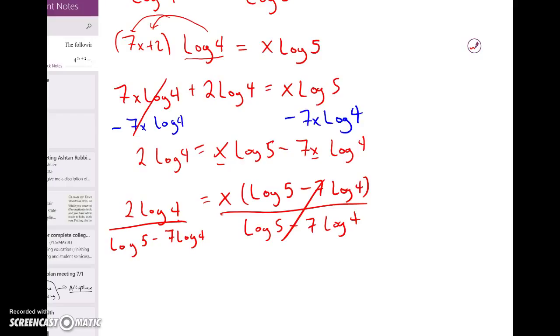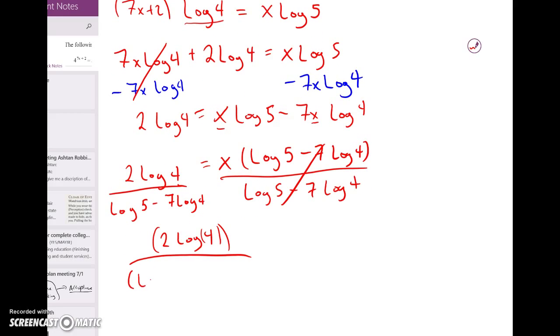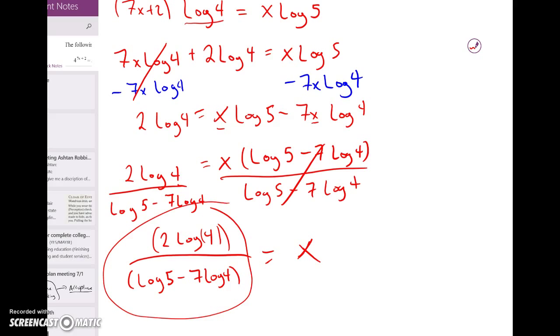We're going to have 2 log 4 over log 5 minus 7 log 4 equals x. Again, when I put this in the calculator, I'm going to make sure I have parentheses around the numerator and also parentheses around the denominator. And then you're going to type that whole ugly thing in the calculator and get a decimal approximation.